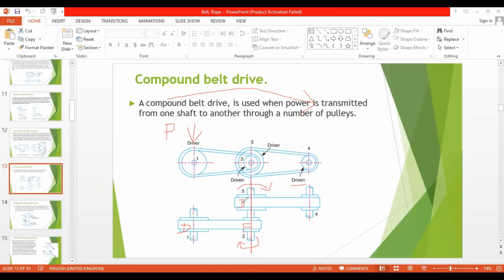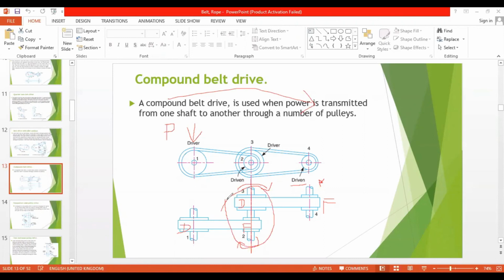When you connect this driver with this follower, what will happen? This power which is over here now would be transmitted to this position, right? So here, this is the driver and this is the follower, okay? So this is what is called the compound belt drive, right? Here you see there are more than one pulley at a shaft.